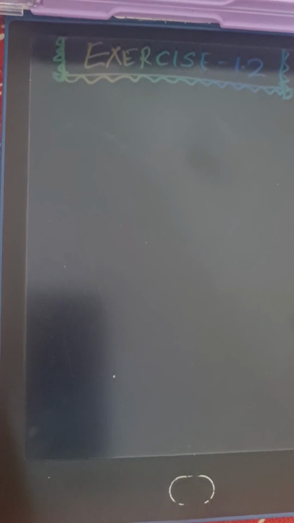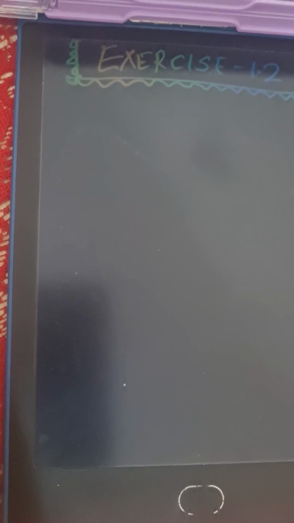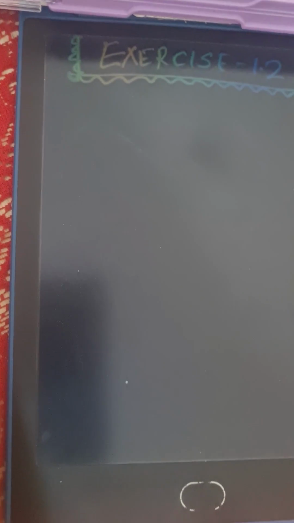So the first question is, prove that root 5 is an irrational number.